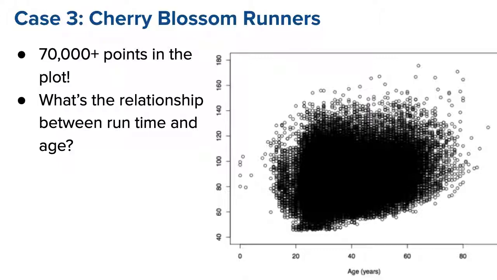My question is, what's the relationship between run time and age? I won't ask you to discuss, but it does not seem readily apparent. You might conclude a slight upward trend, but there are so many points plotted on top of each other that it's pretty hard to make a conclusion here. Now let's talk about some principles for visualization that can address some of the problems we noticed in these past three plots.